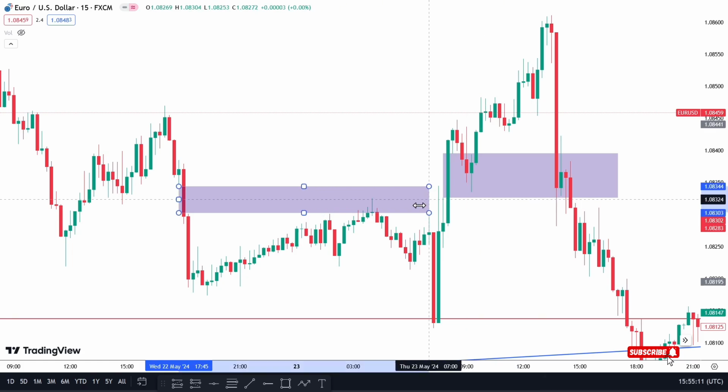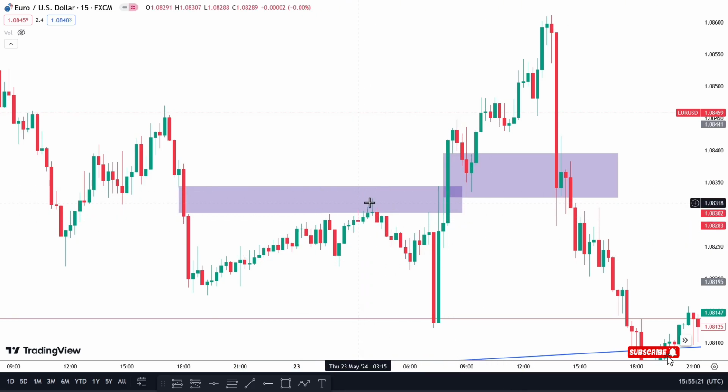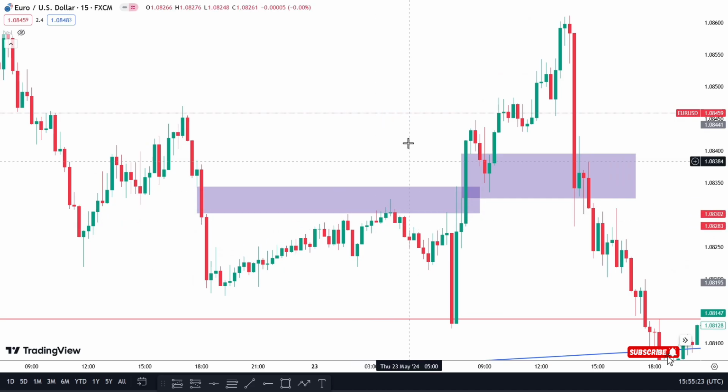Now, before extending this, you can see here this is where the fair value gap laid out. And if we extend it out, you can see it keeps on moving forward and it has some reactions in the fair value gap region, which we'll be talking about shortly.